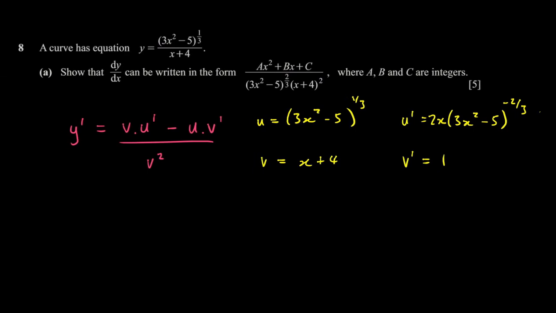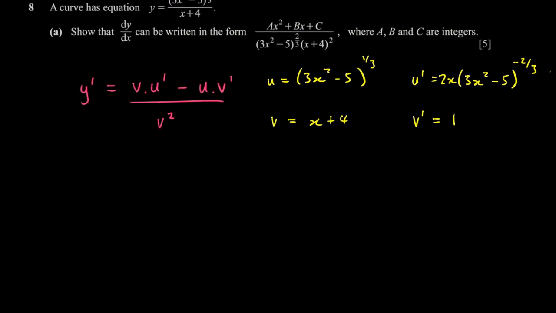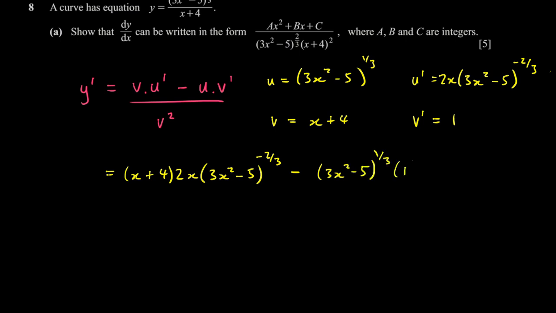All right, so now I think what I need to do is just substitute into the formula for the quotient rule. So v is x plus 4. U prime is 2x bracket 3x squared minus 5 to the power of -2/3, minus u, which is 3x squared minus 5 to the power of a third, times by dv, which is 1, right? I always write it, even though it's kind of unnecessary. It's just good to show my working, okay? Then we divide it by v squared, which is x plus 4 all squared.